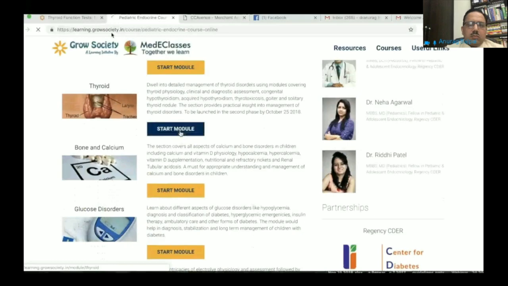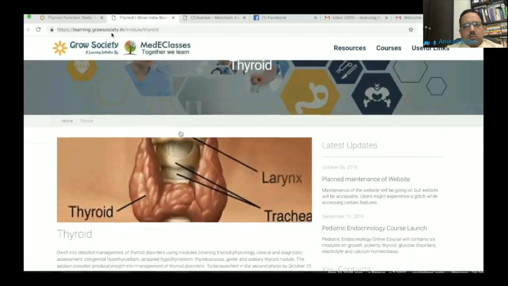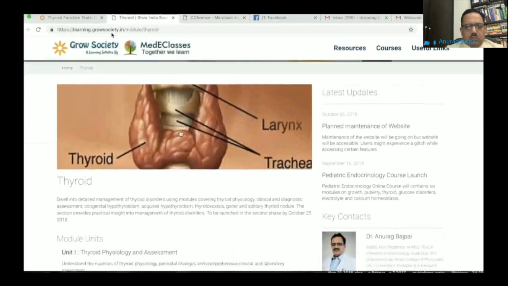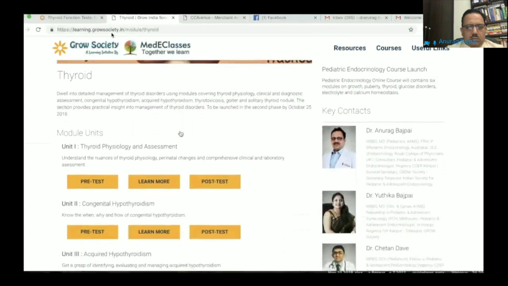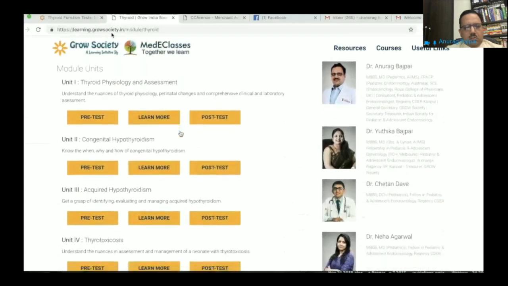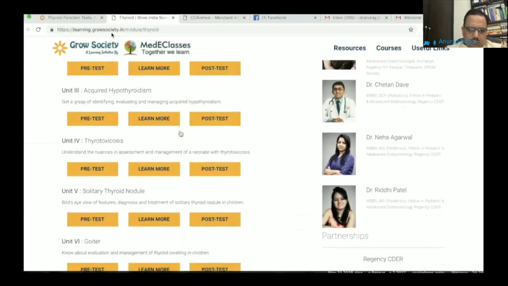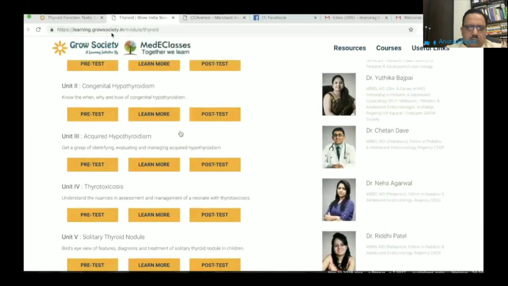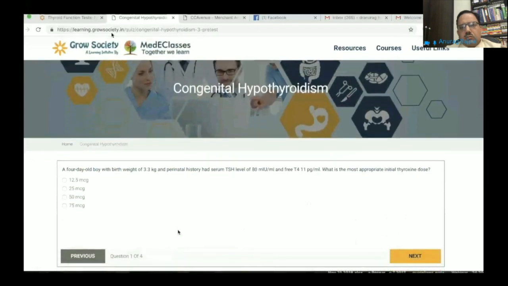This thyroid module, which is in fact being launched today, encompasses 6 key aspects of pediatric endocrinology relevant to thyroid disorders, starting from thyroid physiology and assessment, including congenital and acquired hypothyroidism, thyrotoxicosis, solitary thyroid nodule, and goiter. Each of these modules starts with a pre-test in which one has to answer a few specific questions. There are pre-test questions and post-test questions, and once these are answered, we move forward to the actual course.